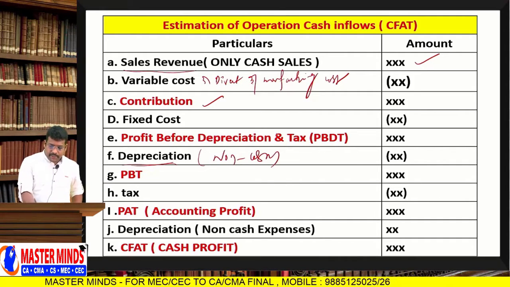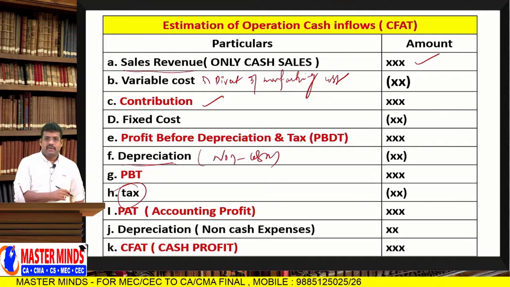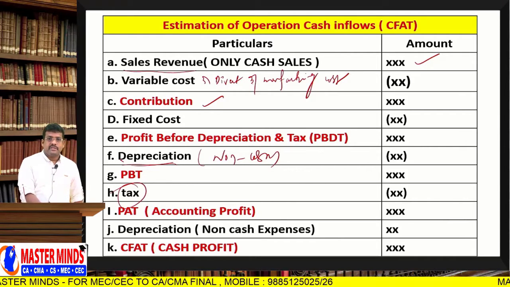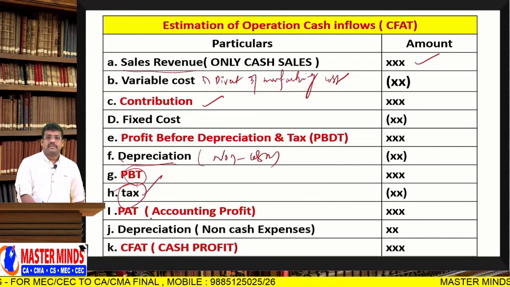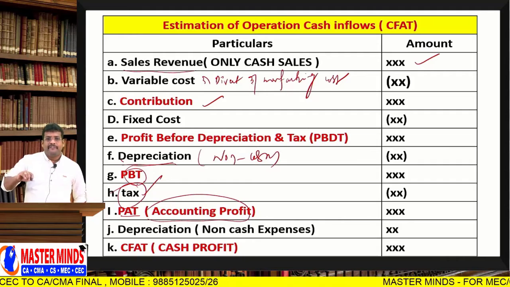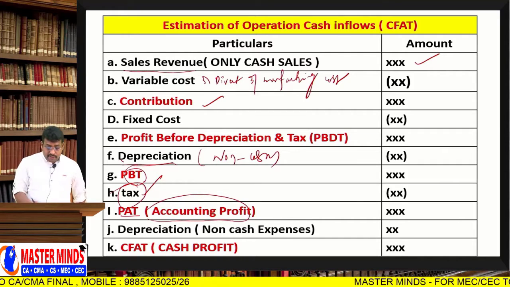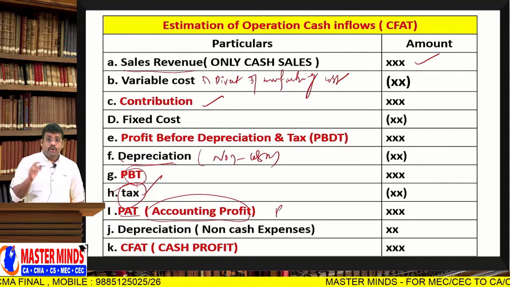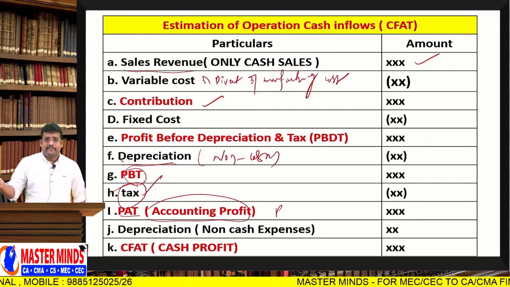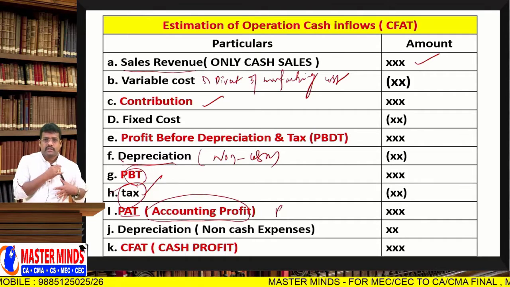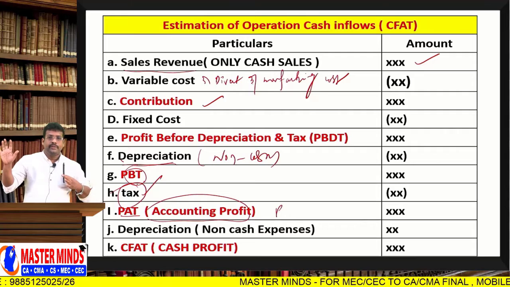So here you see, from the PBDT we are liable to pay tax. What have I done? I deducted depreciation. After deducting, I will get the PBT. From the PBT, pay tax, and you will get the PAT. This PAT is called accounting profit, profit after tax. So this is the profit you got, but you already deducted an amount in the form of depreciation, which is also in your pocket. So you have a PAT, and you have a depreciation.